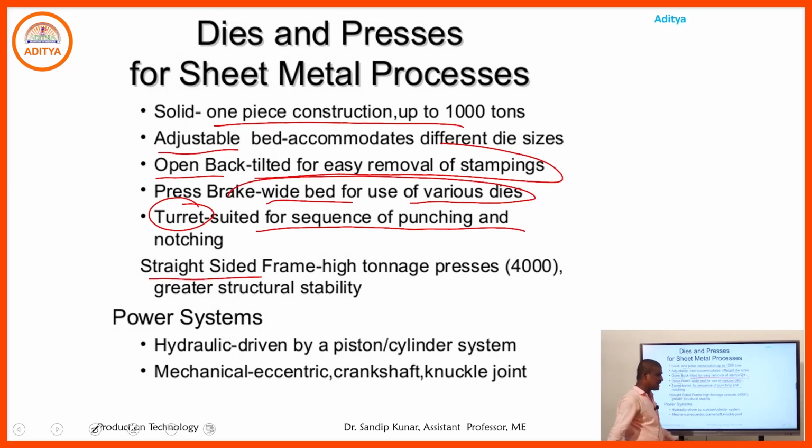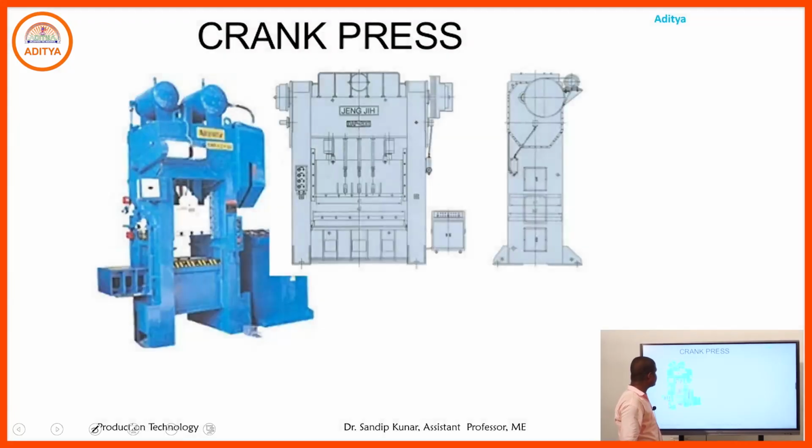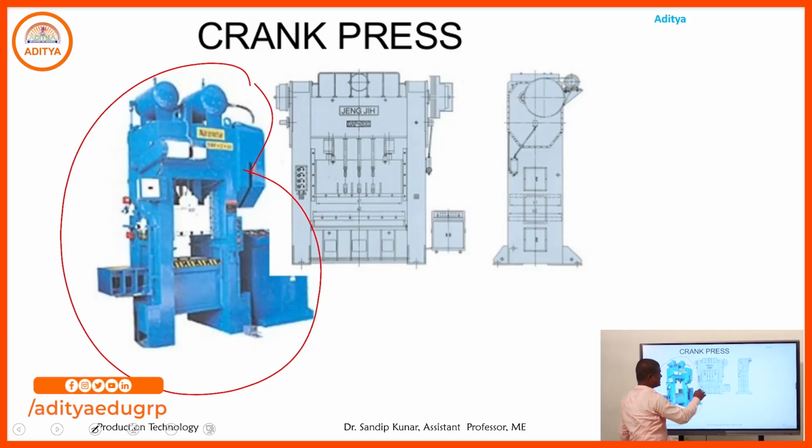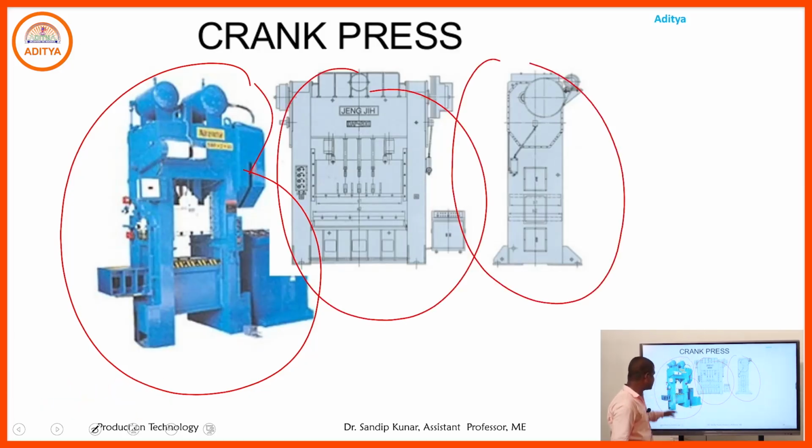Straight sided frame, high tonnage presses, near about 4000 ton, greater structural ability. Another, power system: hydraulic, driven by a position cylindrical system. Another, mechanical: eccentric, crankshaft, knuckle joint, that can be used for die and press for sheet metal pressing operations. That is the crank press. That picture shows the crank press, and that is a schematic diagram of the crank press.